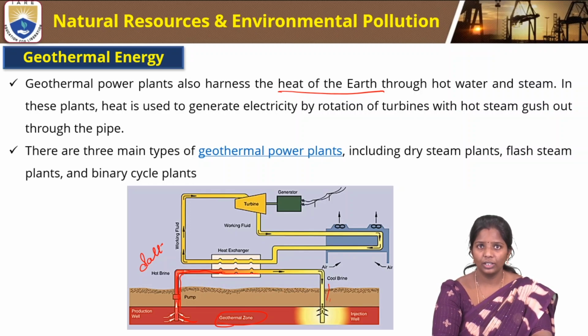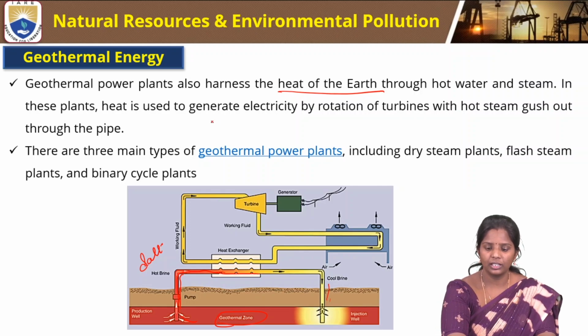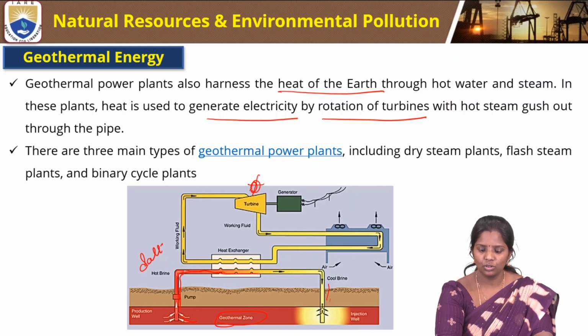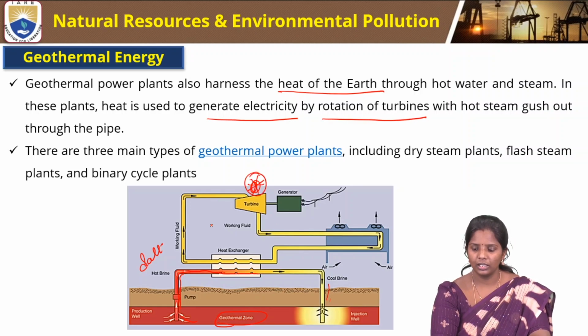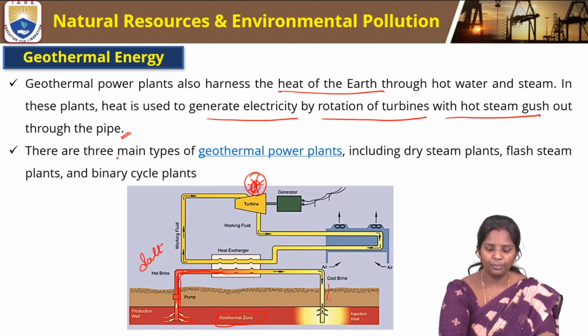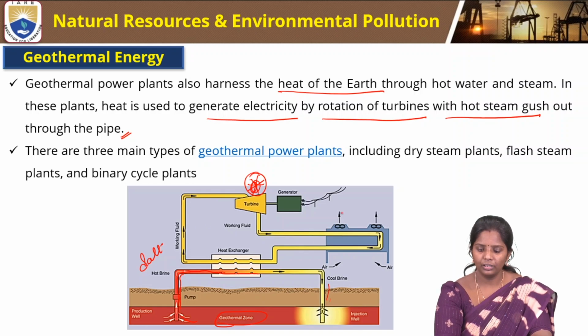of Earth. So in these plants, what happens? The heat generates electricity by rotating the turbines. So we are rotating the turbine here. The turbine is present here, and hot steam gushes out through the pipe. So there is a turbine that is rotating, and the hot steam comes out through this pipeline.